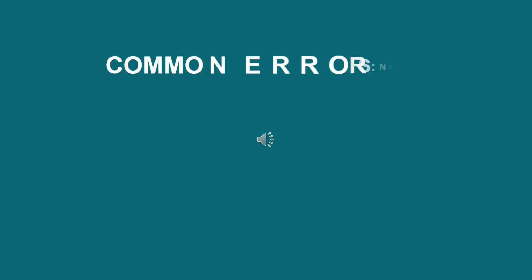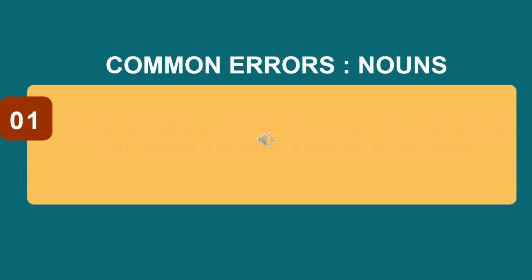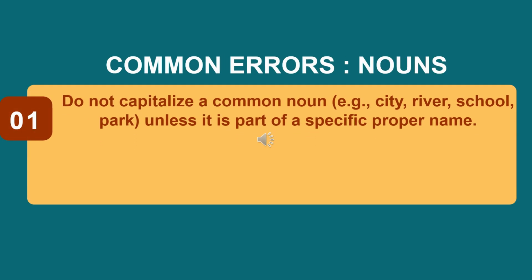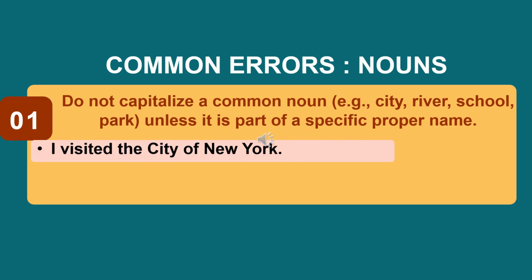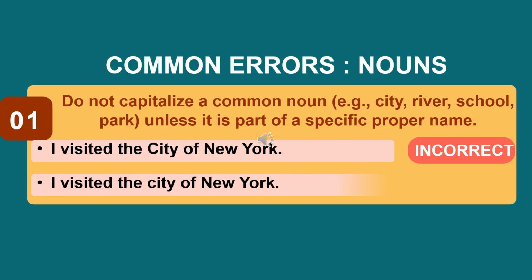Rule 1. Capitalization of common nouns. Do not capitalize a common noun, for example city, river, school, park, unless it is part of a specific proper name. Let's see this rule in action. I visited the City of New York. Incorrect. Here, city is a common noun and should not be capitalized, even when it is part of the phrase city of New York. I visited the city of New York.